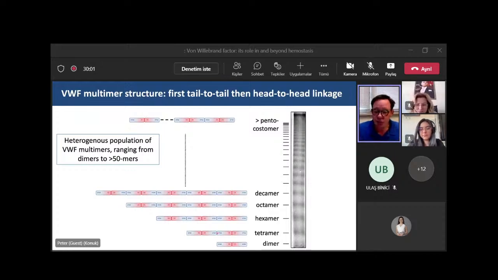Well, if you continue to do that, then on every step you will add an extra dimer, so the molecule starts to grow into this multimer. You start with a dimer, which becomes a tetramer, a hexamer, an octamer, and a decamer. You can go very large, until you have more than 50 of those dimeric subunits linked together. So you have more than 50-mers with a molecular weight of more than 20 million Daltons. In plasma, it's actually the largest molecule that is circulating.